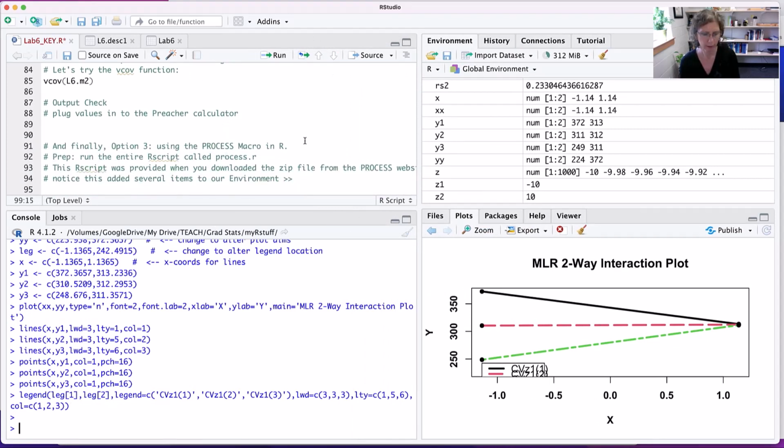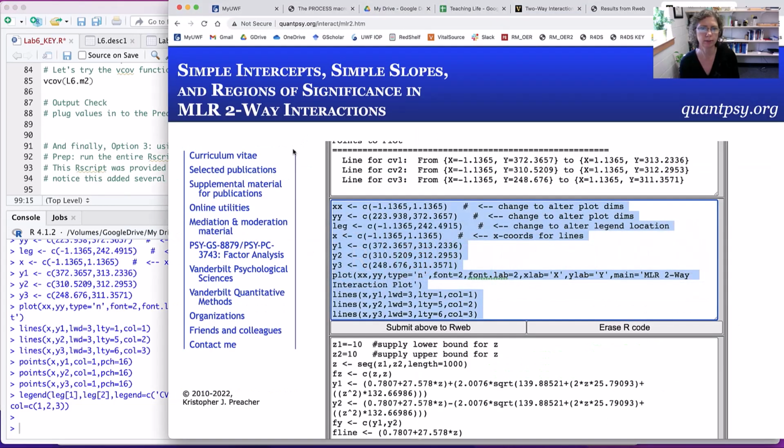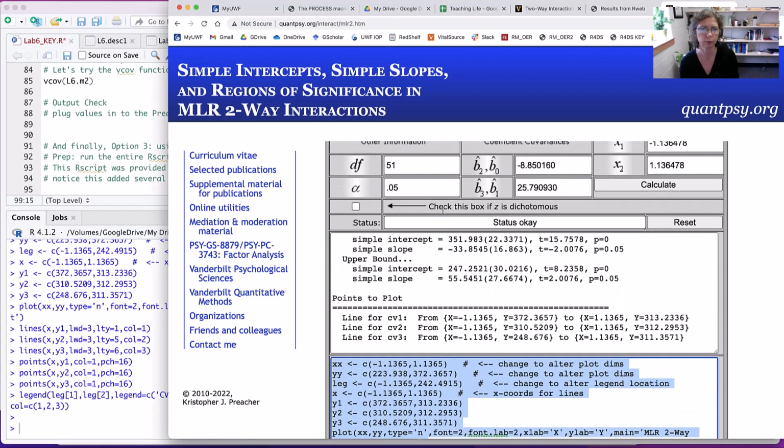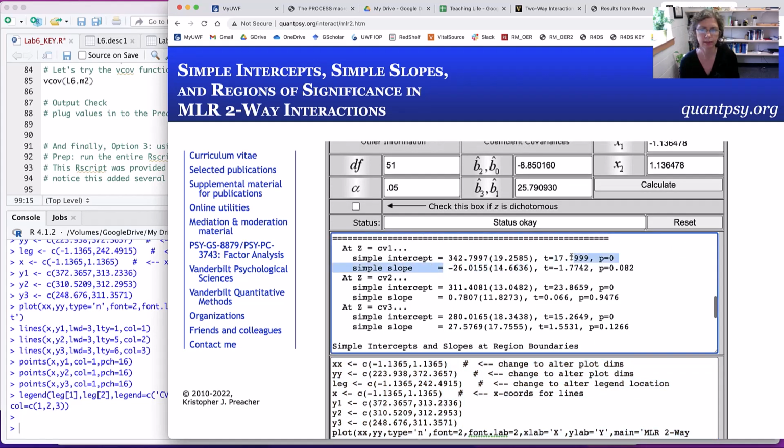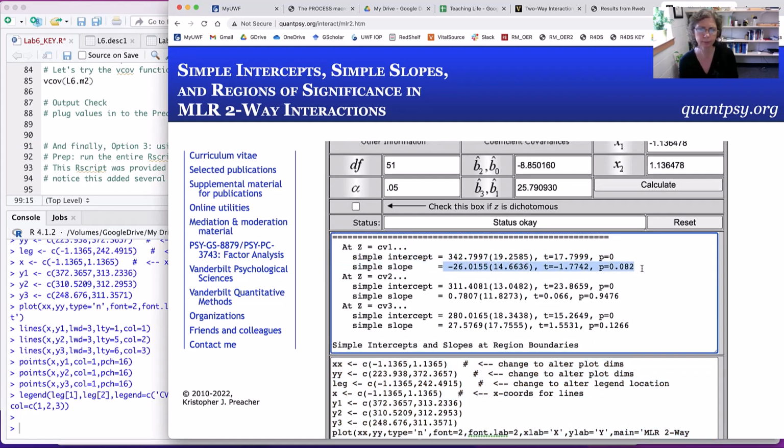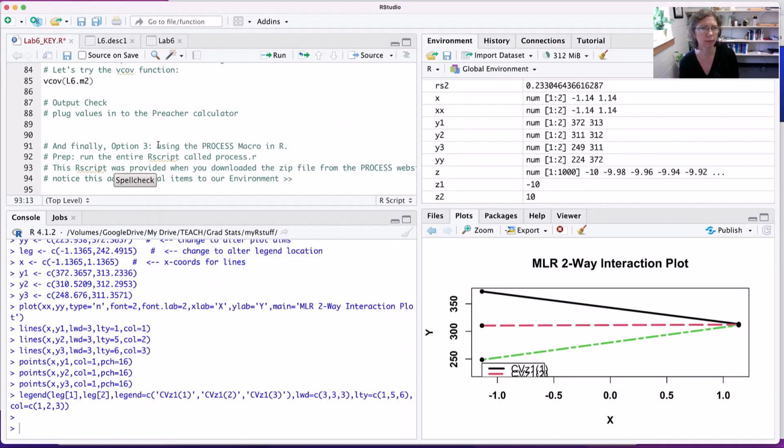And like we saw on the website, it gave us the information for all of those simple slopes. So the estimate, the t-value, and the p-value for seniority at low, seniority at average, and seniority at high. Okay, and then option 3, we can actually use process macro in R too.